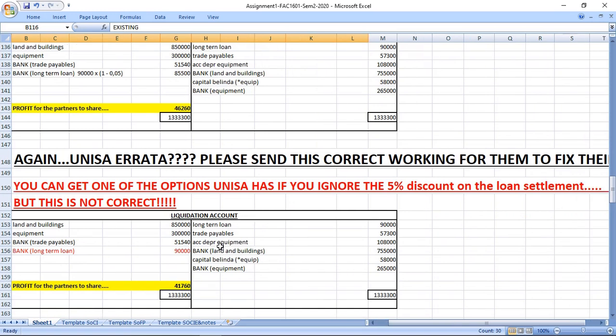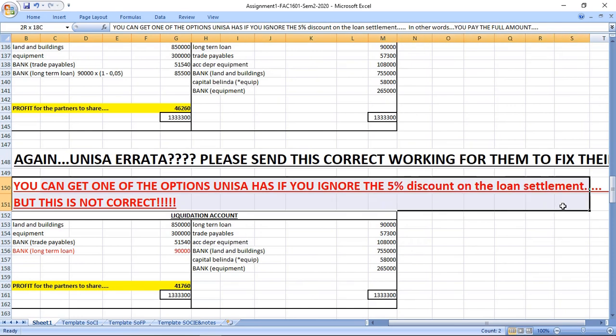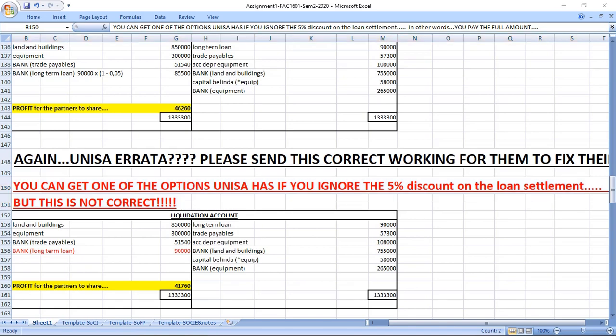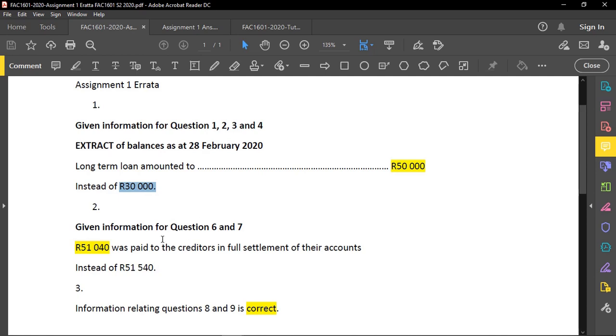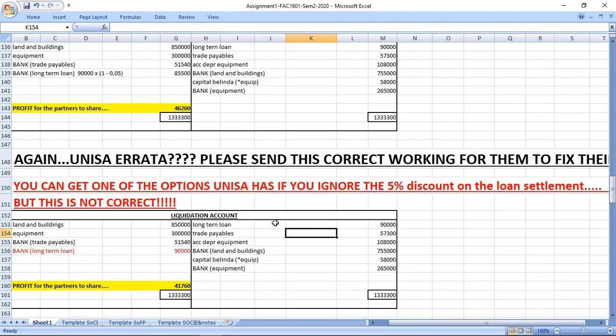Oh, yes, it was the discount. Okay, you can get one of the options if you ignore the settlement discount. But let's check what the errata had said. Okay, given information for question 6 and 7, 51040 was paid to the creditors in full settlement of the accounts instead of 51540. That's what they said. Okay, so let me see if that changes the question in any way. Let's go back.